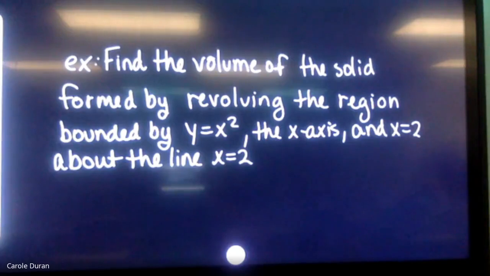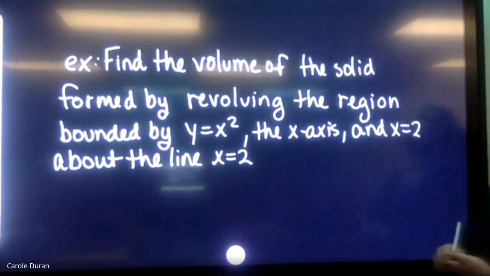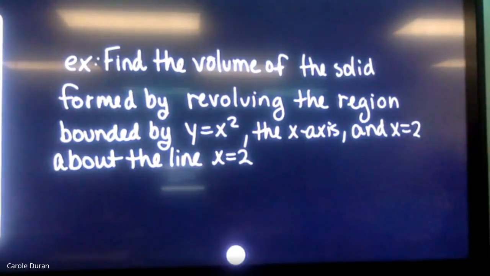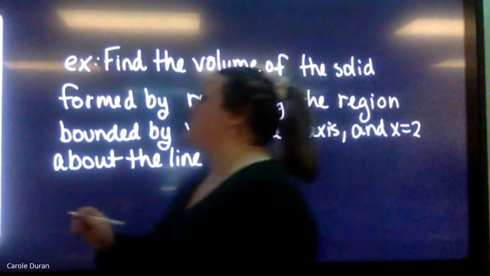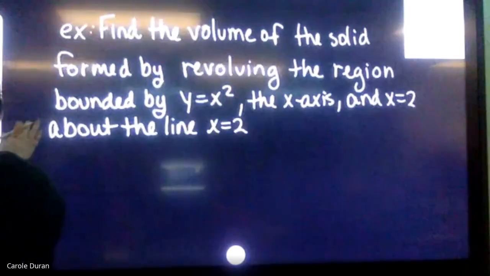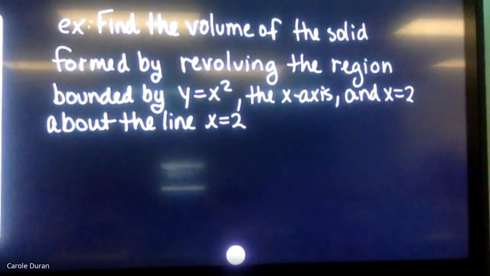So this one asks us to find the volume of the solid formed by revolving the region bounded by y equals x squared, the x-axis, and x equals 2, about the line x equals 2. Why do we have 3 things bounding it? That is very important so we know which section of the graph we're actually rotating.